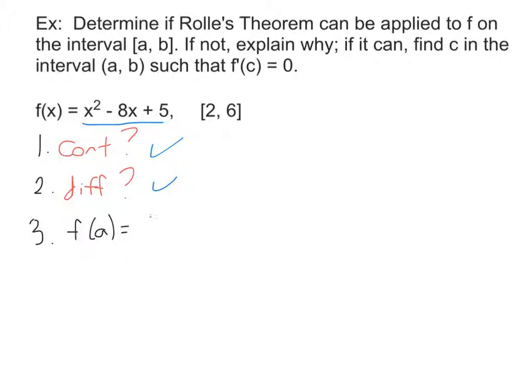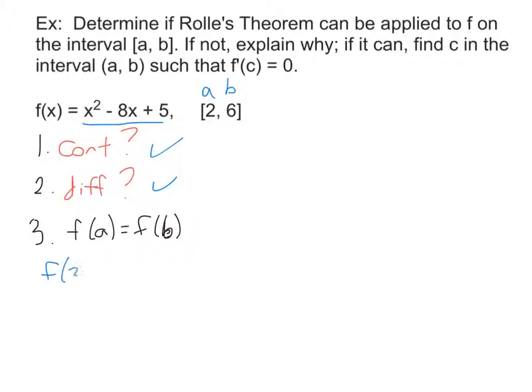And the last condition that must be met, well, in this interval, we've got to make sure that our f of a is equal to f of b. And if that's not true, then we can't use Rolle's theorem. So let's check that. My a and b, in this case, 2 is at the lower end of my interval, 6 is at the upper end. Let's evaluate both of those.